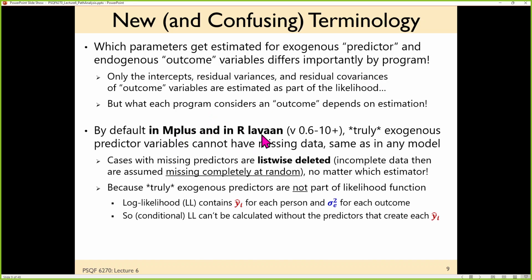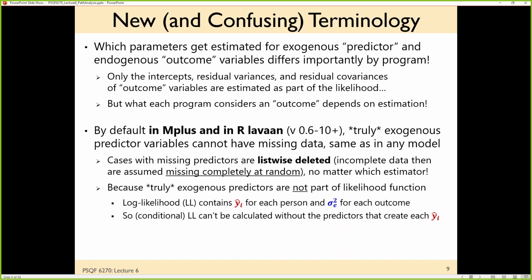In Mplus and R lavaan, you cannot have missing data on predictors that are truly exogenous. This is exactly the same as what we've seen throughout the semester in any regression model. If you try to fit a regression model of any kind, general, generalized, what have you, cases that have missing predictors are gone. They will get dropped.